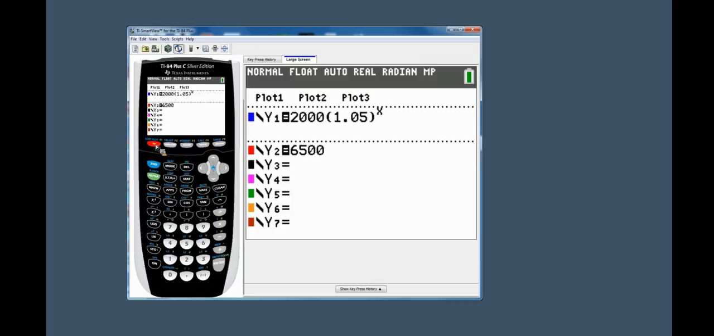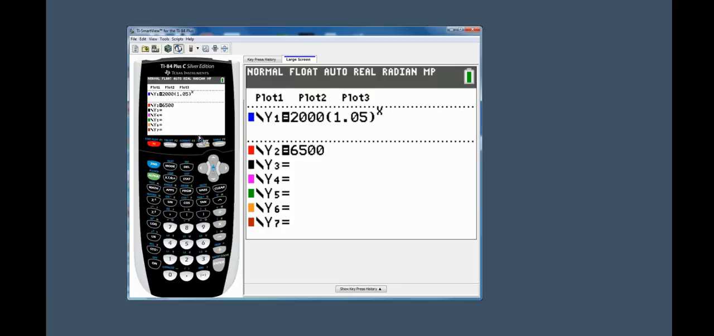And so if we go into y equals, and if those of you at home wanted to take along with me, type in the left side of the equation as y sub 1: 2000 times 1.05 raised to the x power. And then for y sub 2, 6,500, the right side of the equation.